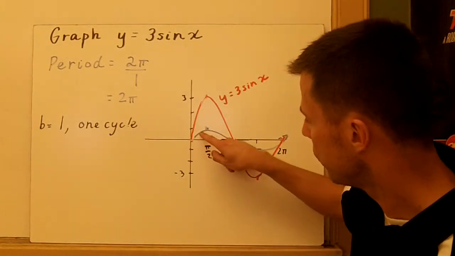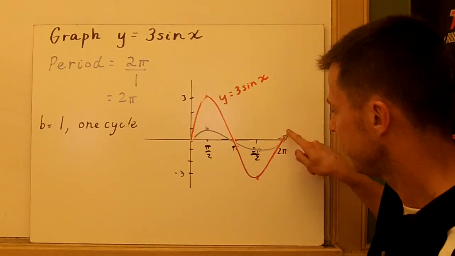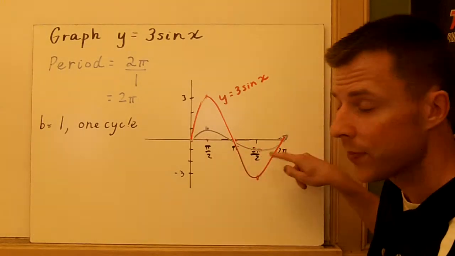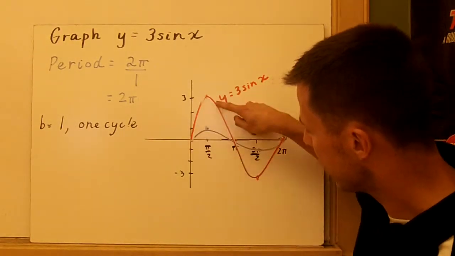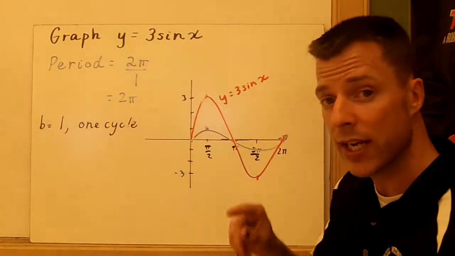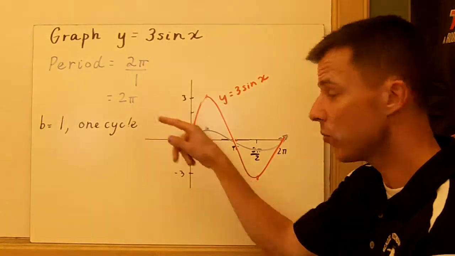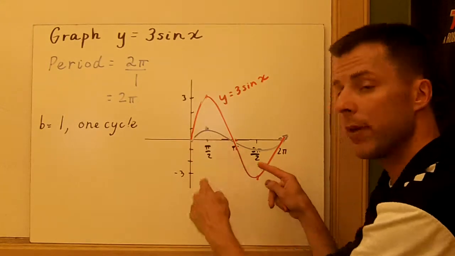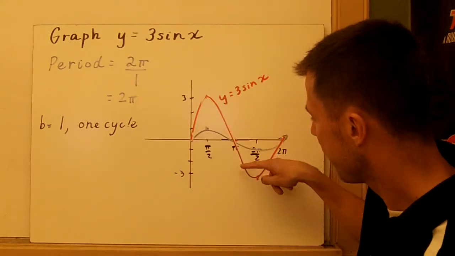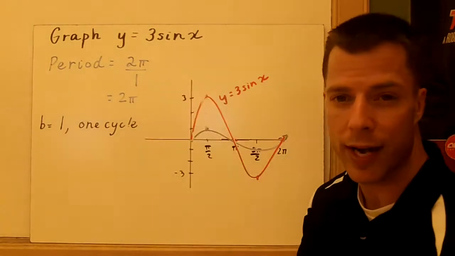So notice in blue, that's the original sine graph from 0 to 2 pi. Now here's our new graph in red. That's one cycle. It's got one cycle, b is 1, from 0 to 2 pi. It doesn't repeat. So you can see all we've done is really just stretch that graph out.